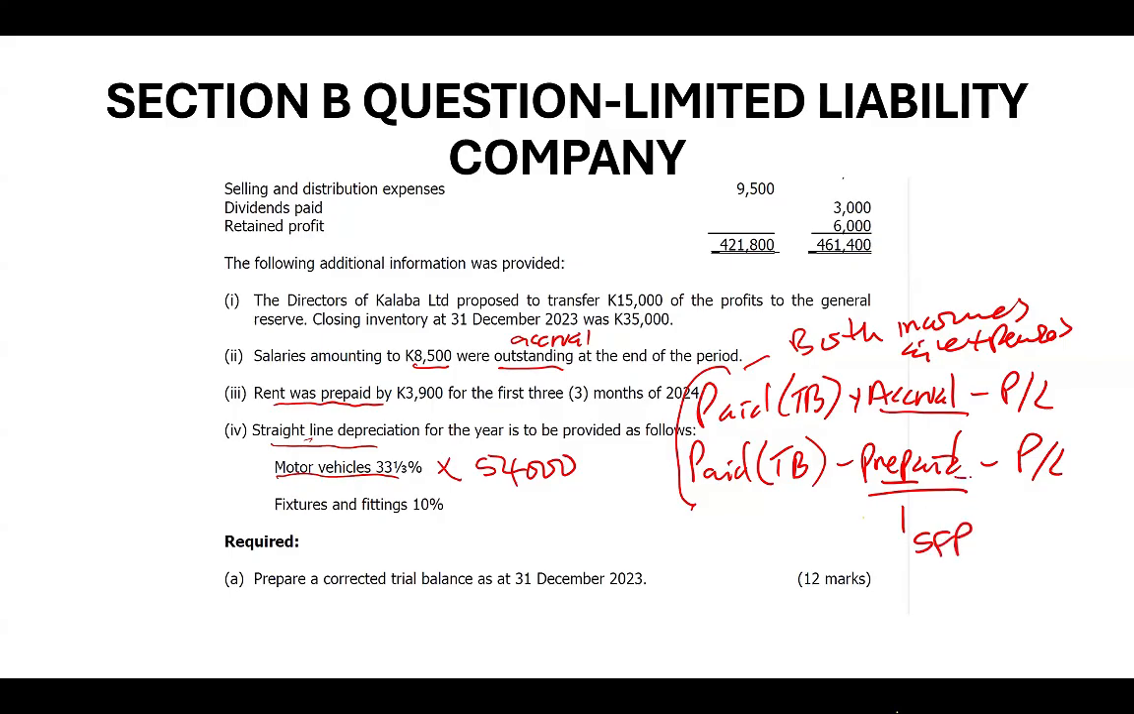So the prepaid for expenses, they go as a current asset. The accrual for expenses, they go as current liabilities. This is for expenses. But for incomes, the opposite. What goes as current asset for expense must go as a current liability. What goes as current liability for expense must go as current asset. So for instance, accrued income is actually a current asset. Prepaid income or deferred income is a current liability, sorry, in the statement of financial position.